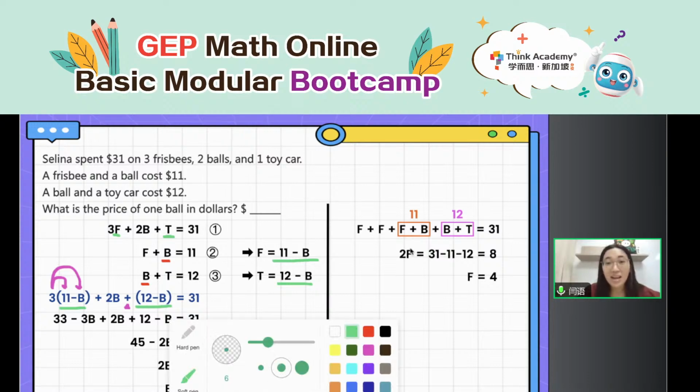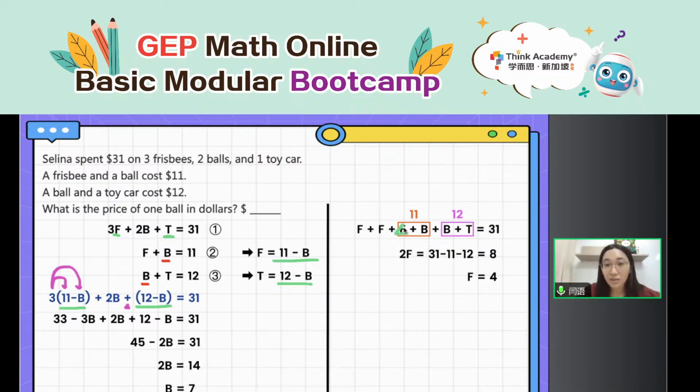Now following this, if F equals 4, then what about B? You see that the group is 11. So the ball should be 11 minus 4. So this is another way we get 7. Yeah, easy? I know that many students like the second method, but pay attention, you are not always so lucky, okay? So for the first method, you must understand how we replace by the same item, okay?